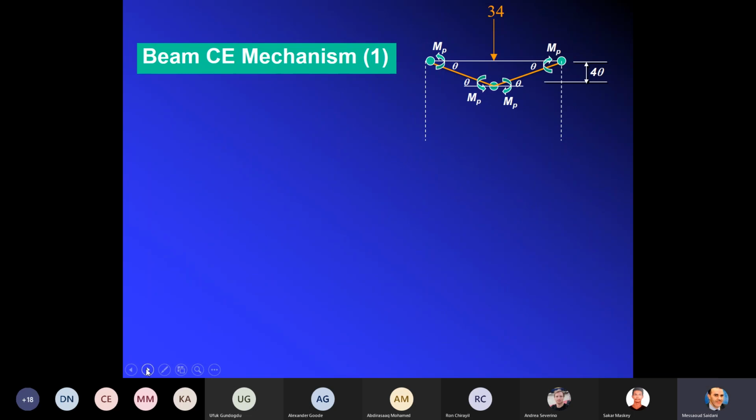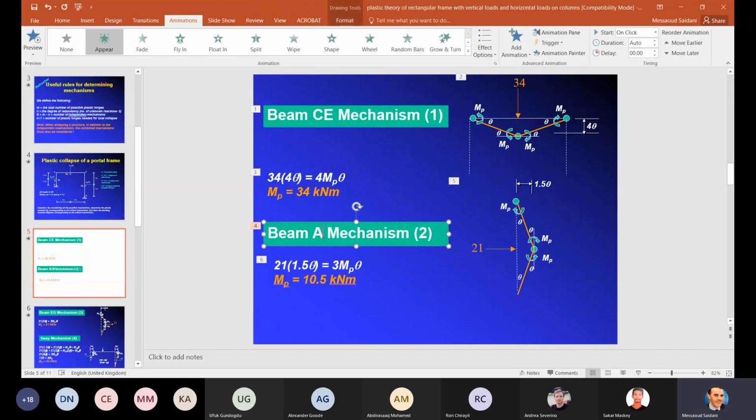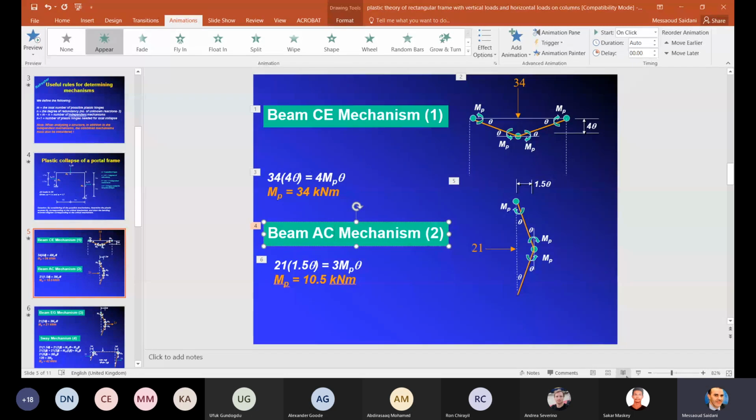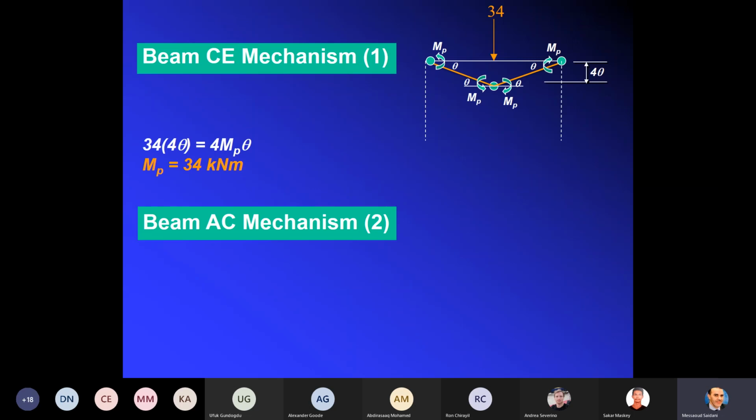Let me rectify it. So we have got BC, and it's similar to the previous one, to CE, it's very similar. The only thing is that we have got it in the vertical direction, and also what you need to remember here is that because the support A is not fixed, is pinned, there is no hinge forming at A here. This is A, there is no hinge there. So we only have a plastic hinge at B and at C, okay?